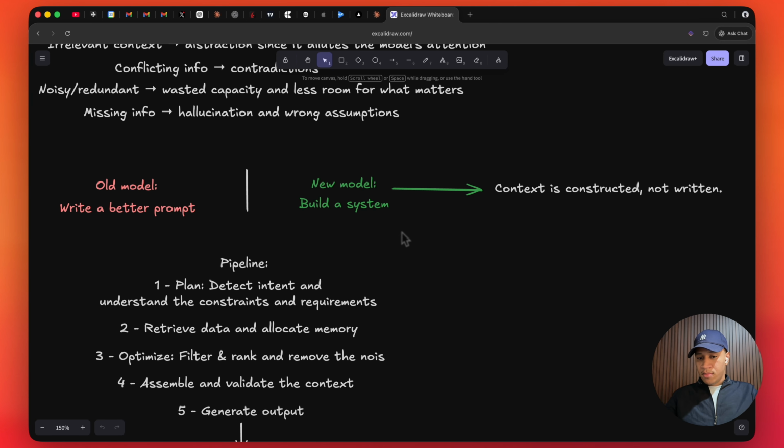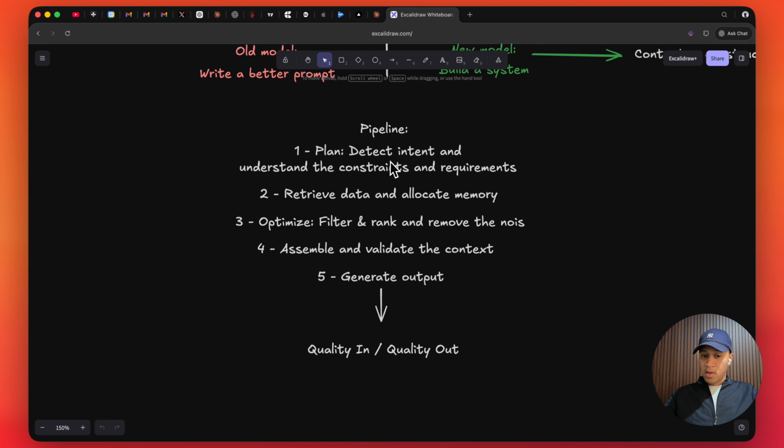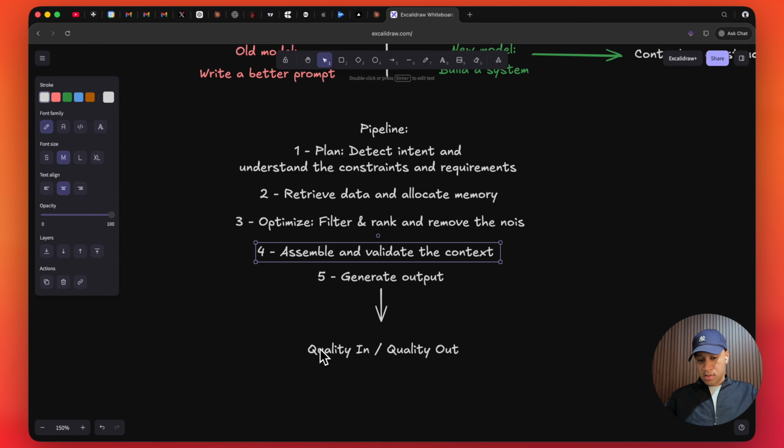So the new model is building a system, because context is constructed, not written, and your system needs to have a pipeline that follows these five steps. The first step is planning. It needs to detect the intent and understand the constraints and the requirements of your desired goal. Then the system needs to retrieve any relevant or necessary data and allocate memory in the context window. Then you need to optimize, rank, and remove any noisy results from your context before the model starts working. Then you assemble and validate the entire context, and you start generating your output. That ensures quality in, quality out, and you get the best results.